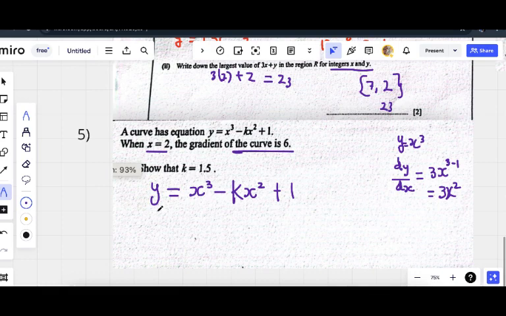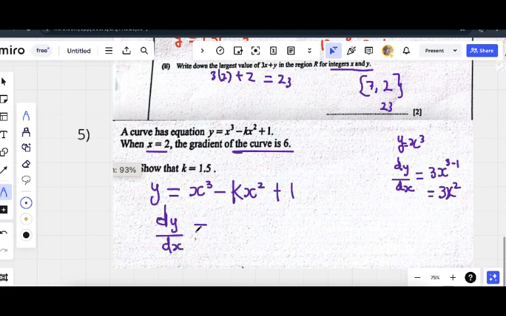The next thing to do is to differentiate this one. If you differentiate this, you find dy over dx, which means rate of change, or gradient. Differentiation is the same as gradient. You know the dy means y2 minus y1, and dx means x2 minus x1.